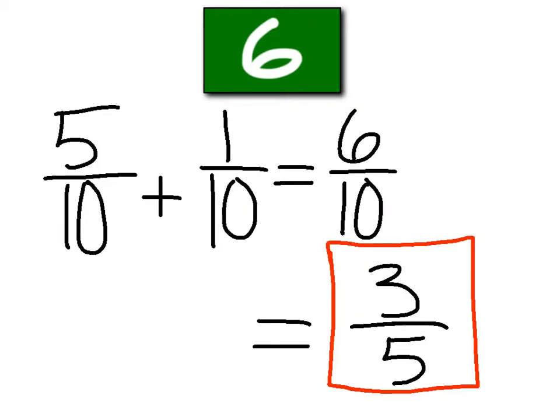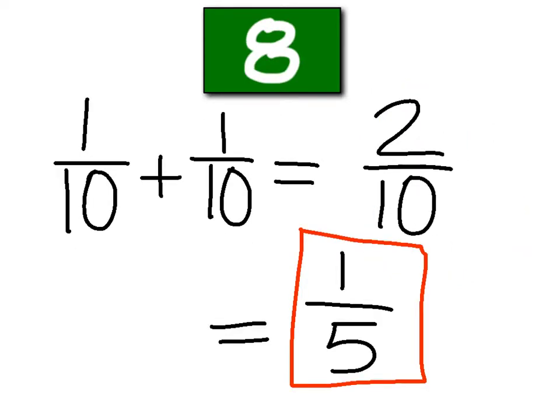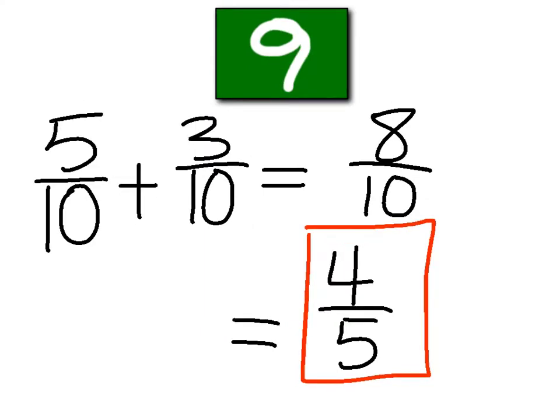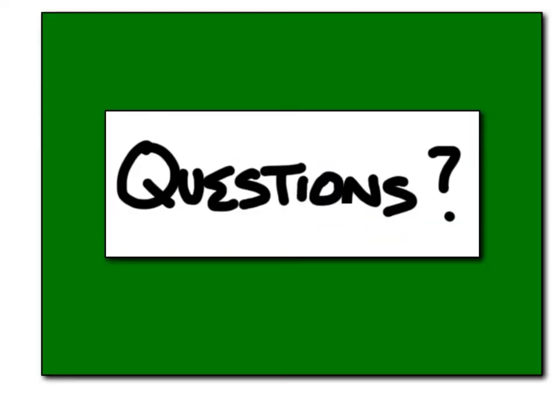6 is 3 over 5. 7 is 7 over 10. And 8 is 1 over 5. 9 is 4 over 5. And 10 should be 7 over 10. Alright, questions on the homework?